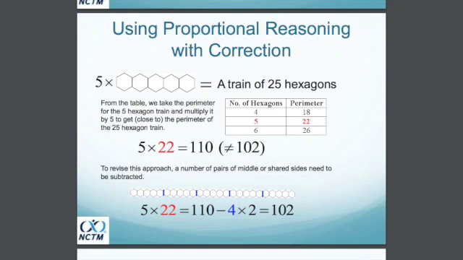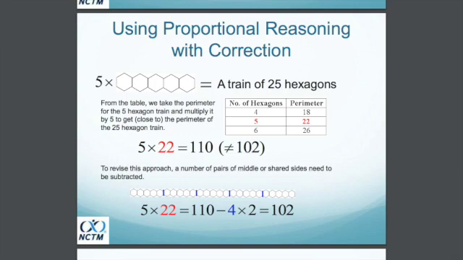Okay, this is Mr. Boomhauer. We're going to look at an extended challenge based on the Hexagon Train Task that we worked on during class last week. Using proportional reasoning with correction is a method you can use to get the perimeter of any given number of hexagons. Let's start with a number of hexagons that we know the perimeter for already, because we calculated it, or we can count it.